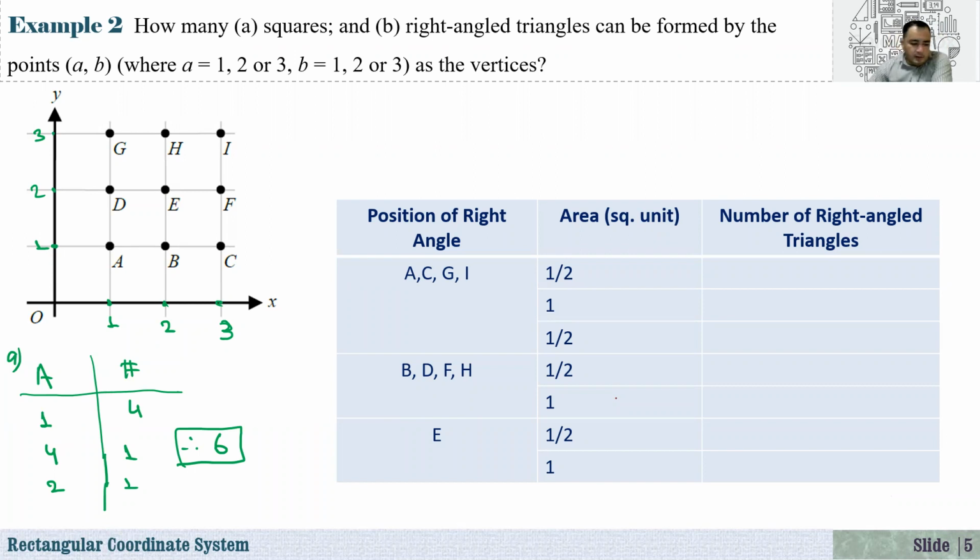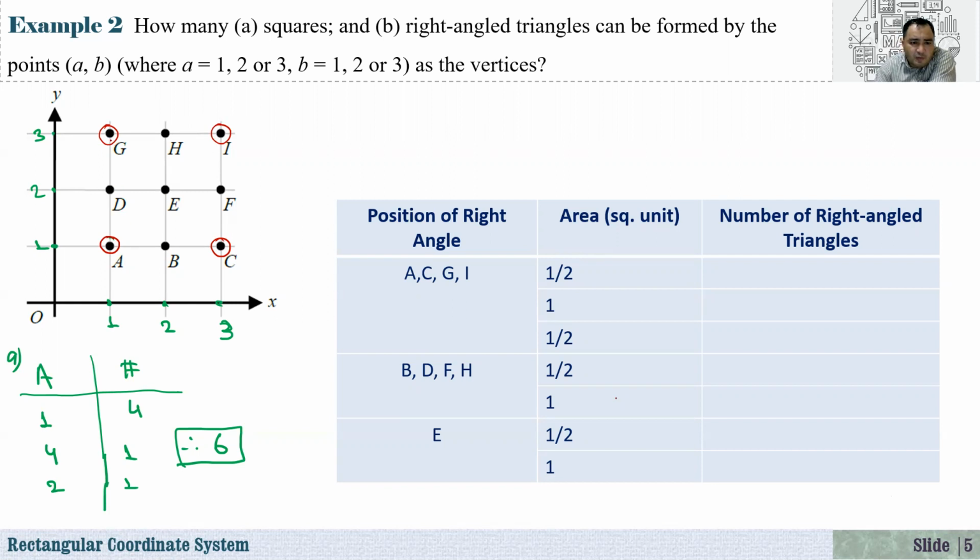So how do you count this then? Where can we form right angles? For example, suppose we form the right angle at the points A, right? The first one is, let me change the color here, A and C and G and I, okay? For example, if we just form this, how many right angle triangles can we form whose area is 1/2, right?